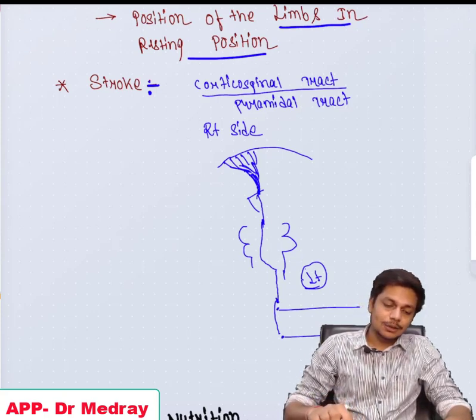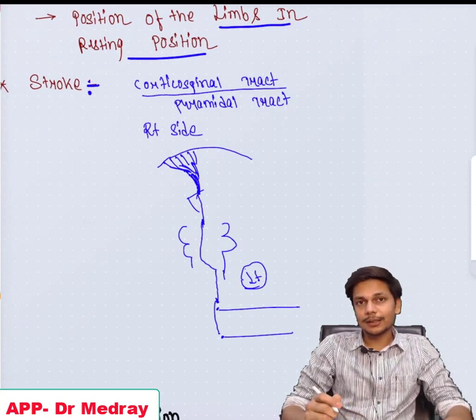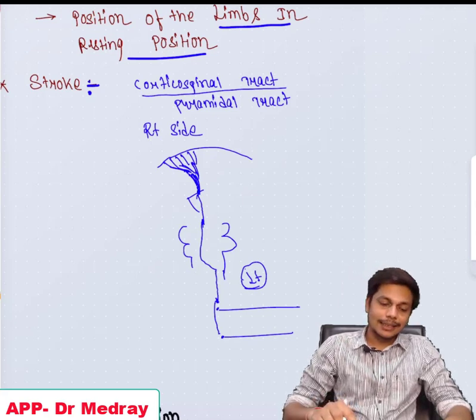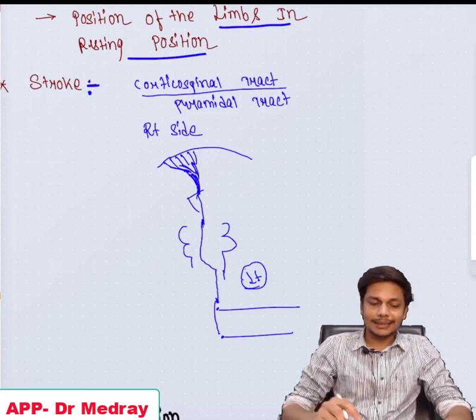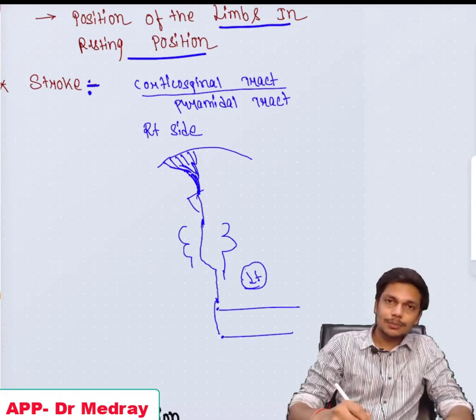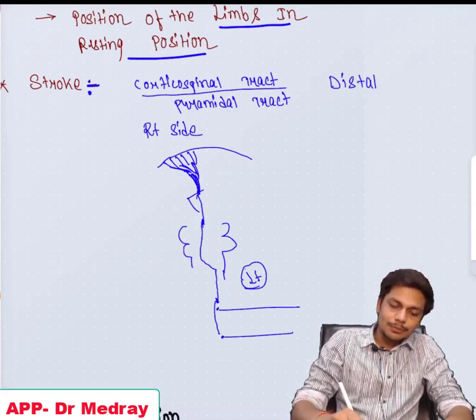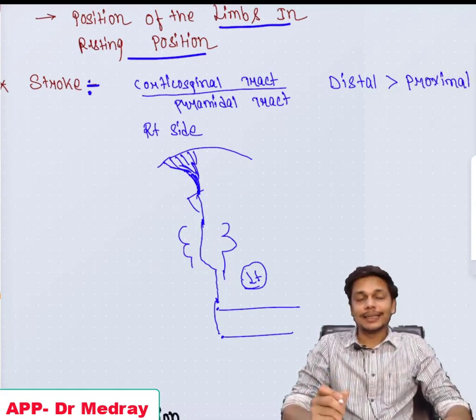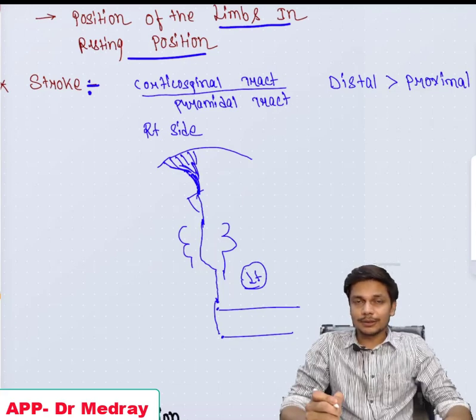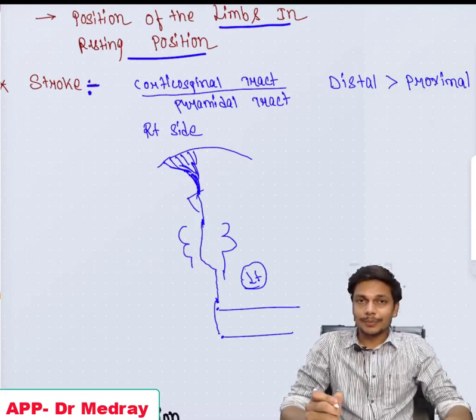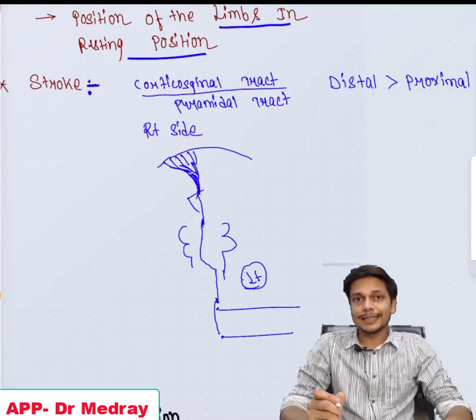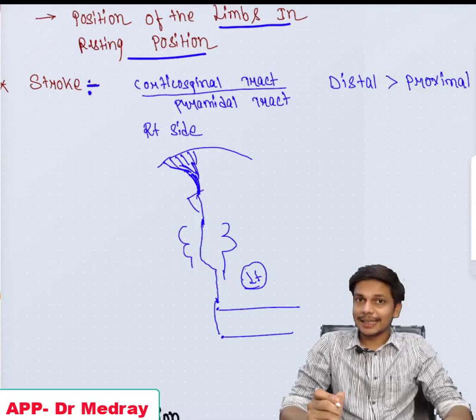Remember that when the patient is suffering from a stroke, there is involvement of the corticospinal tract, and when there is involvement of the corticospinal tract, there is more weakness of the distal group of muscles than the proximal group. Both are involved, but the distal muscle involvement is more than the proximal muscle involvement in a corticospinal tract lesion.